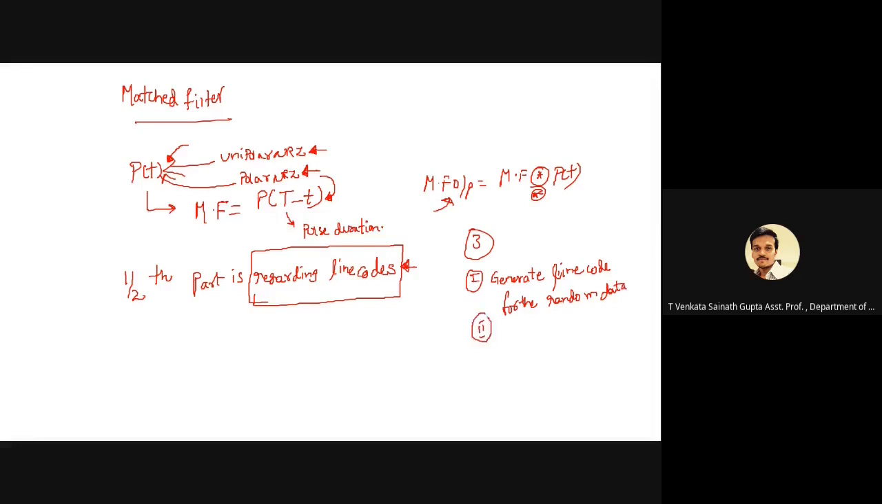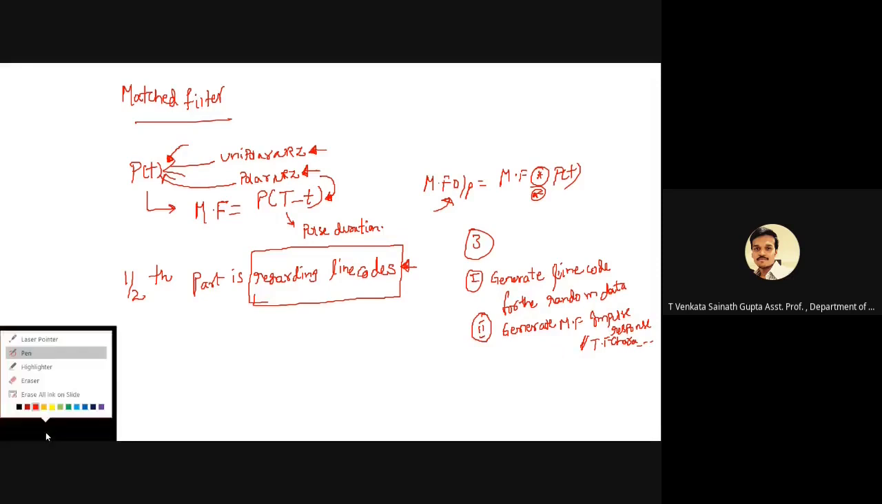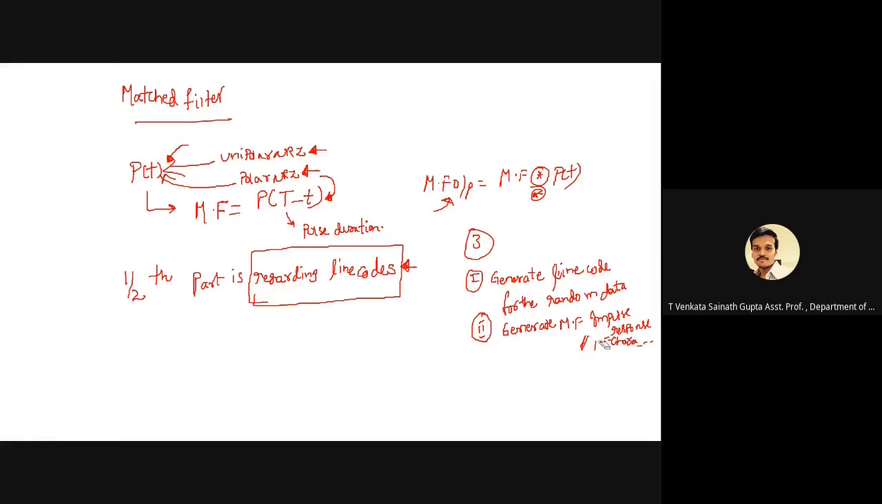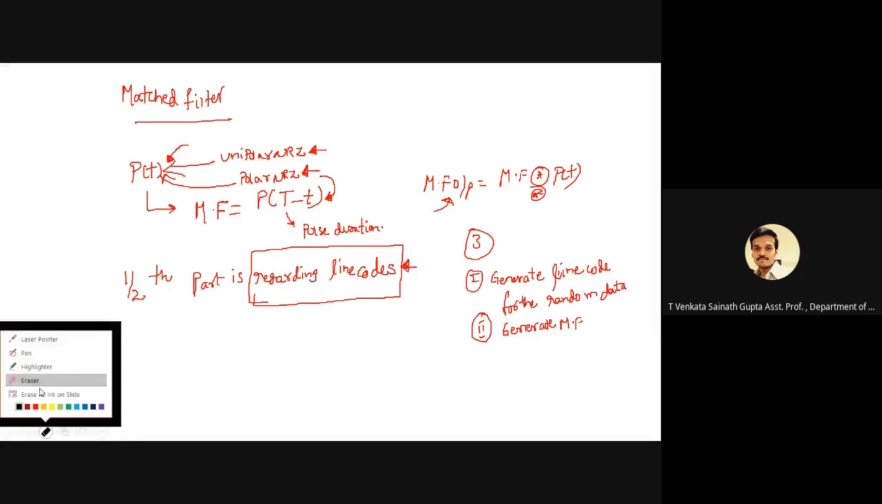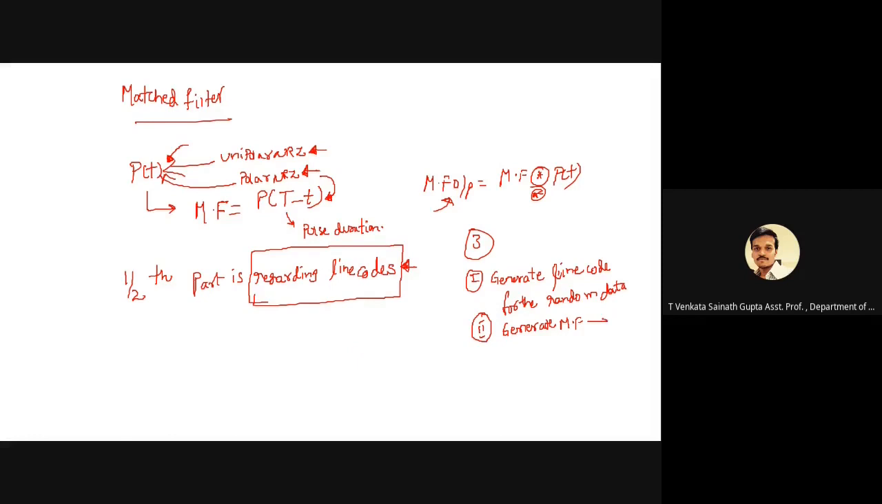Second point, generate matched filter impulse response or transfer characteristics. That is nothing but your h(t). In the normal case, this is represented as h(t).